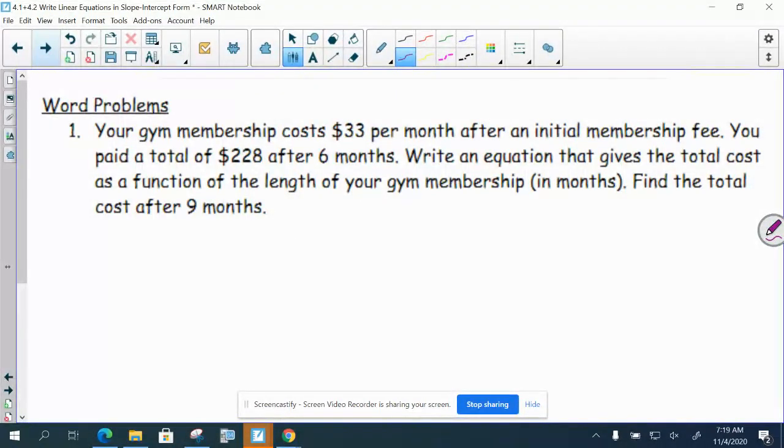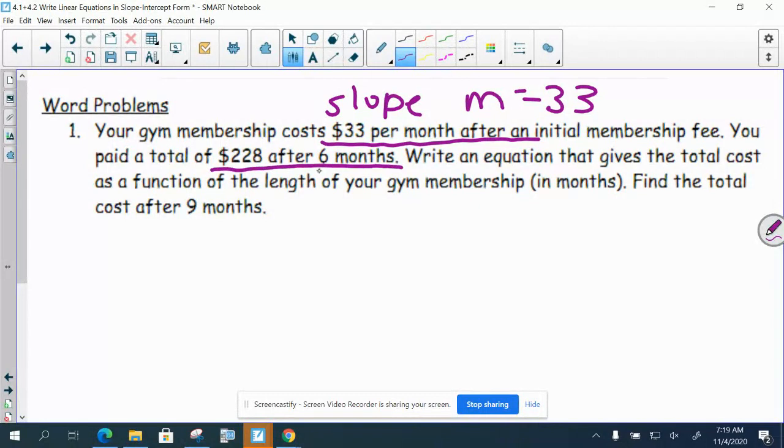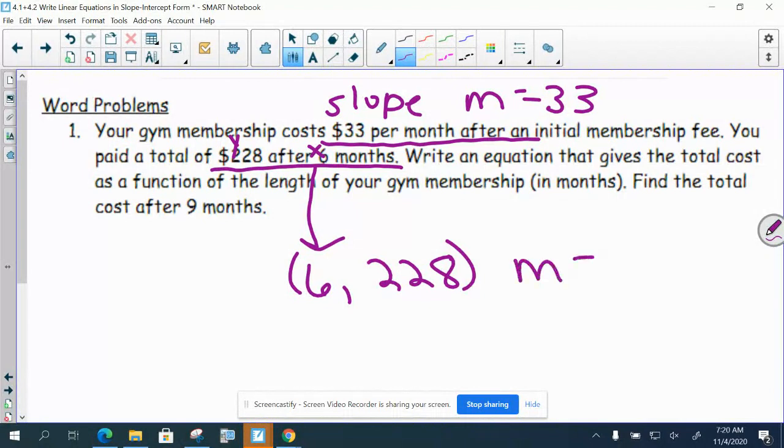Your gym membership costs $33 per month after an initial membership fee. So $33 per month should stand out to you as the slope. So m is going to be equal to 33. Whenever it says per month, that means it's the slope. You paid a total of $228 after 6 months. How would you write that as a coordinate? Well, time is usually the x and money is usually the y. So in this case, that coordinate would be 6, 228. And then we have a slope of 33.